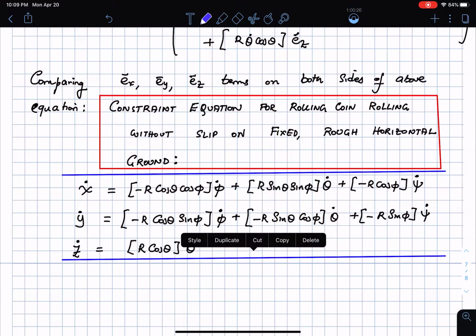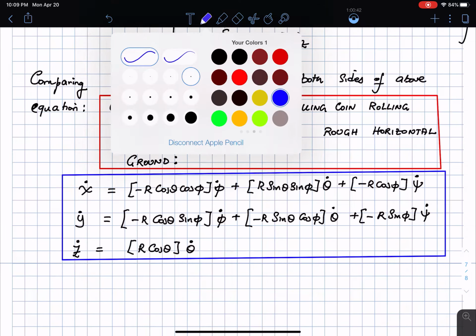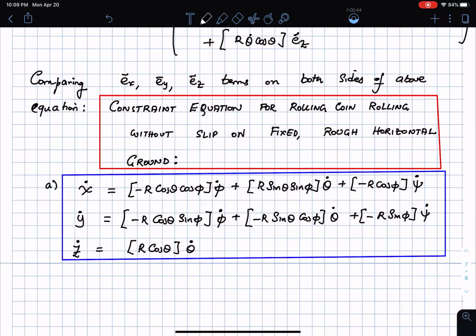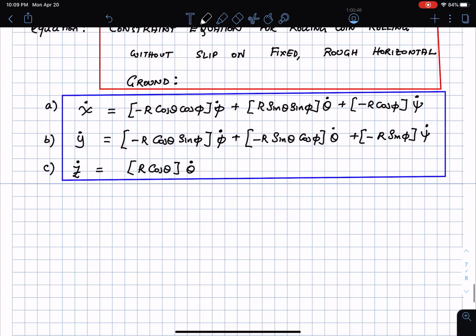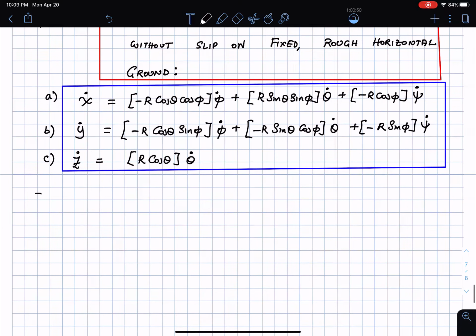Almost there with the end of this problem. I promise you it will not be that painful from now on. And here is what we will get. So these are the constraint equations. There are three constraint equations: equation A, equation B, equation C. So we have three constraint equations.